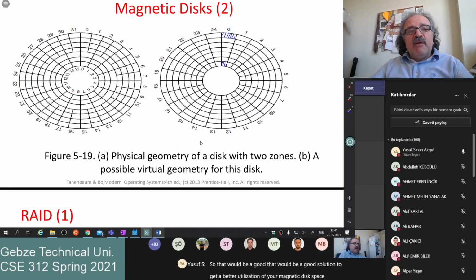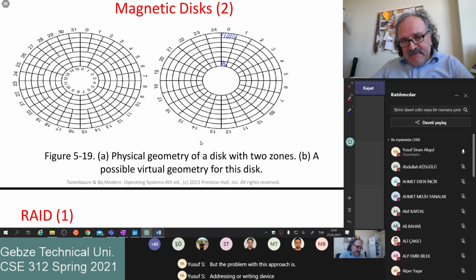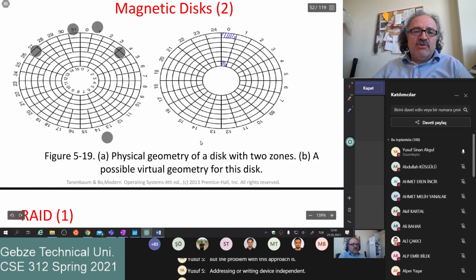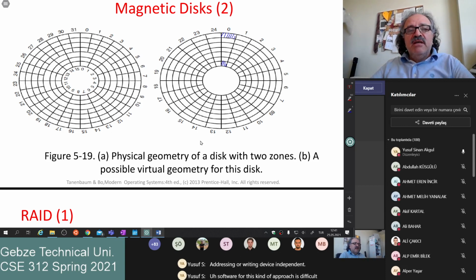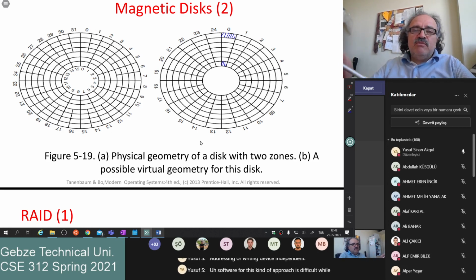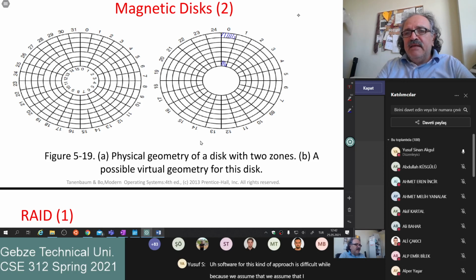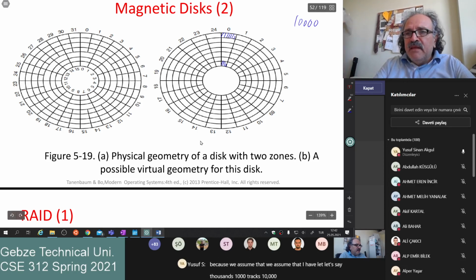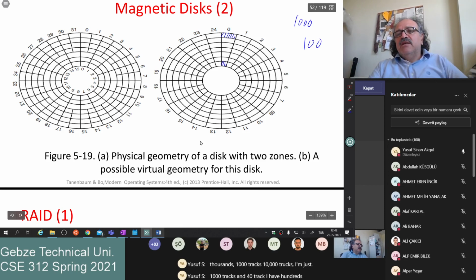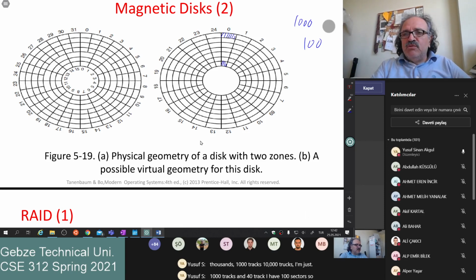Okay, but the problem with this approach is that addressing or writing device-independent software for this kind of approach is difficult. Why? Because we assume that I have, let's say, 1,000 tracks, and for each track I have 100 sectors. So this is much easier to make calculations.